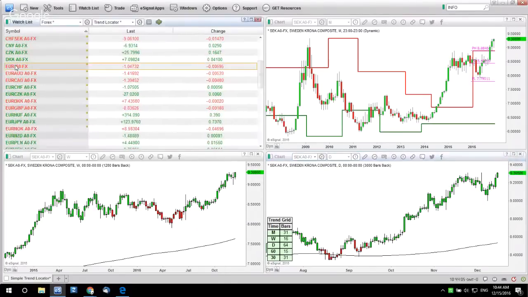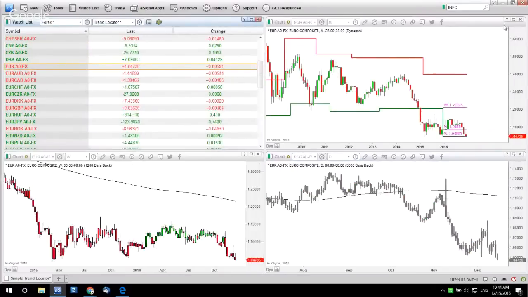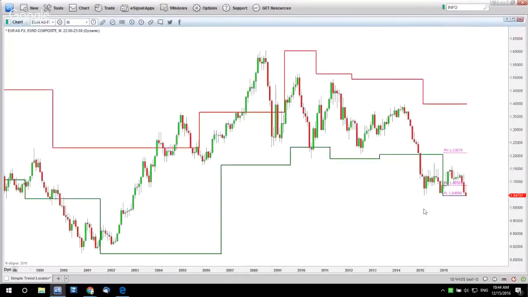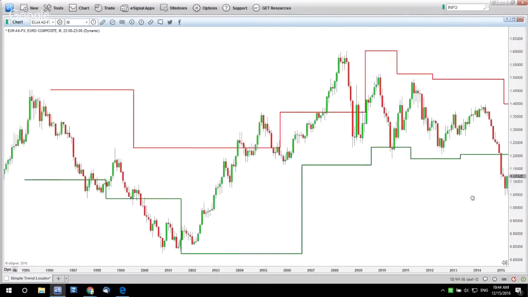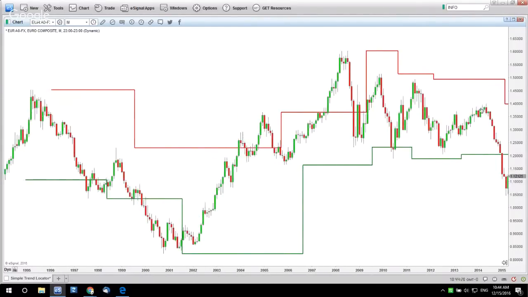Usually what you then see is the euro dollar doing the opposite. So the euro dollar is inversely correlated to the Swedish krona. So the Swedish krona is going up, the euro dollar is going down. The last time I traded the euro dollar was this period here, from 1.4 to 1.1. Very profitable trend. I extracted almost 16,000 pips across multiple positions.